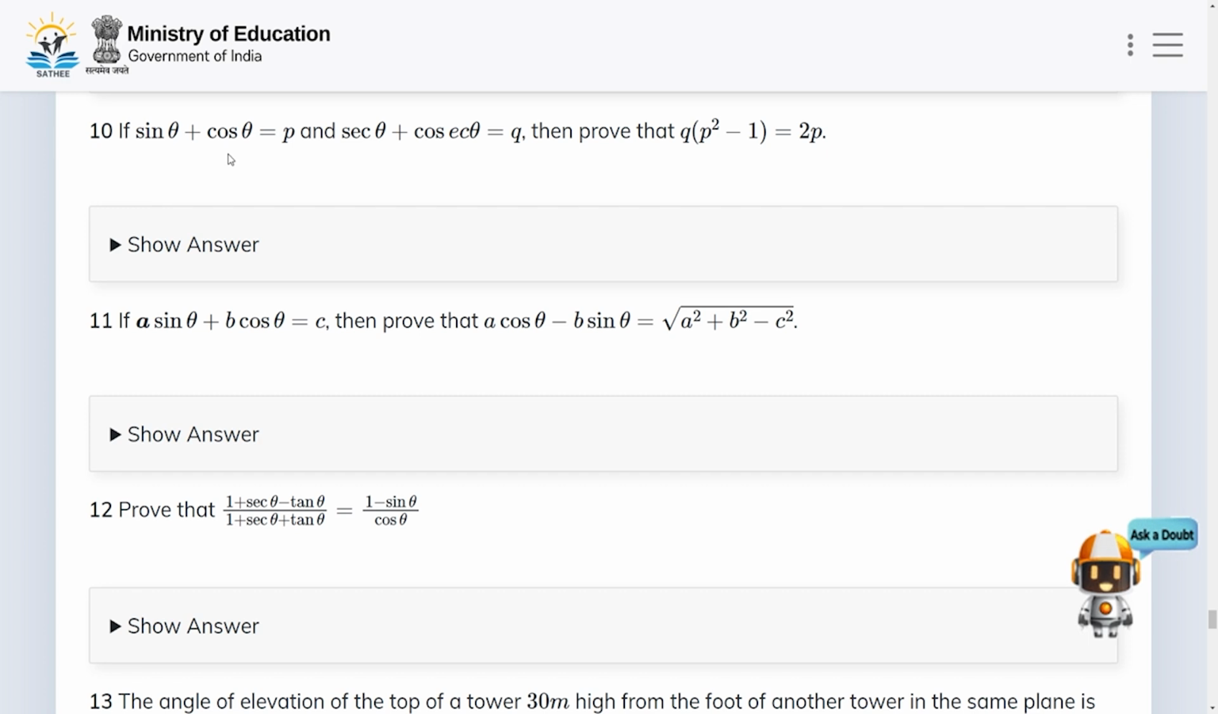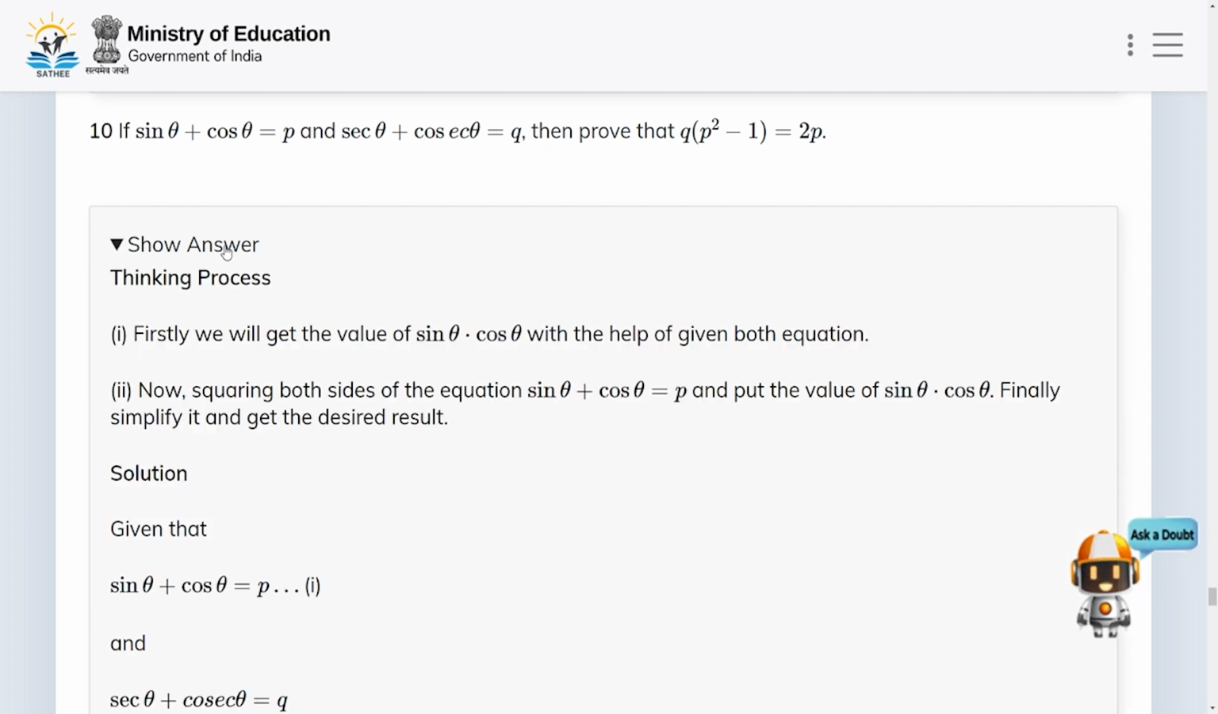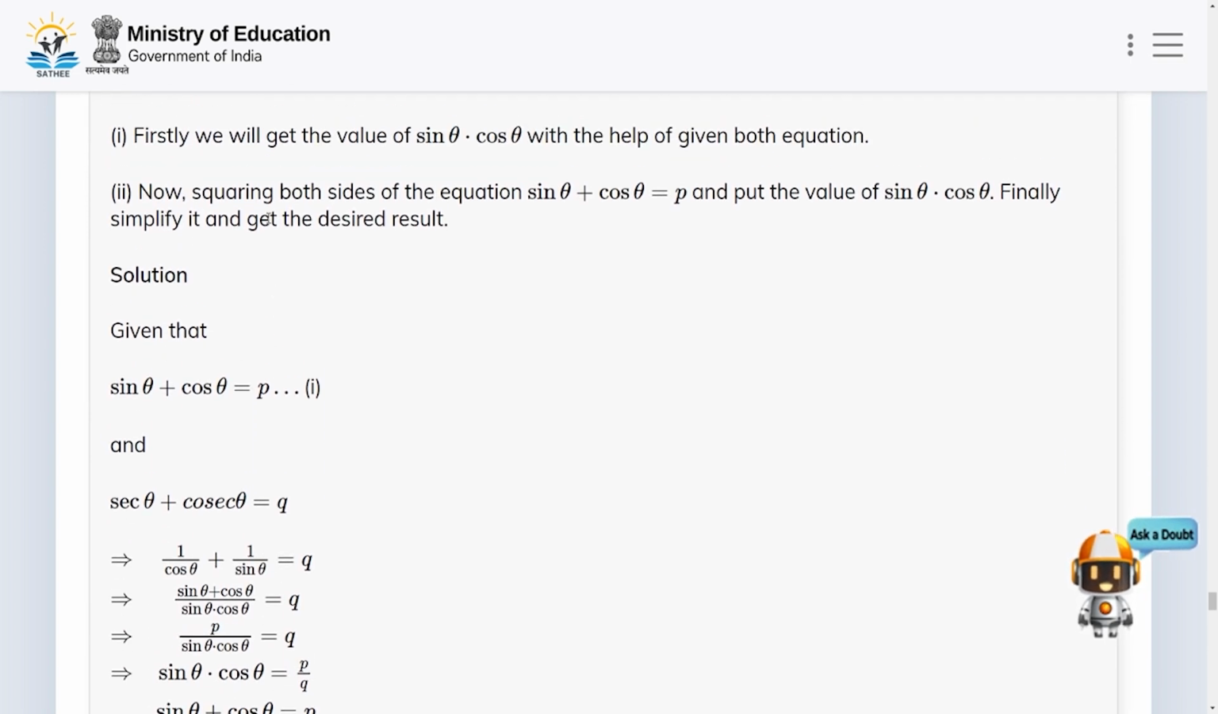So if sin theta plus cos theta is equal to P and sec theta plus cosec theta is equal to Q, then prove that Q times P square minus 1 is equal to 2P. Okay, so let us see the answer. Firstly, we will get the value of sin theta into cos theta with the help of both given equations. Secondly, we square both sides of the equation sin theta plus cos theta is equal to P, and put the value of sin theta into cos theta. Finally, we simplify it and get the desired result.